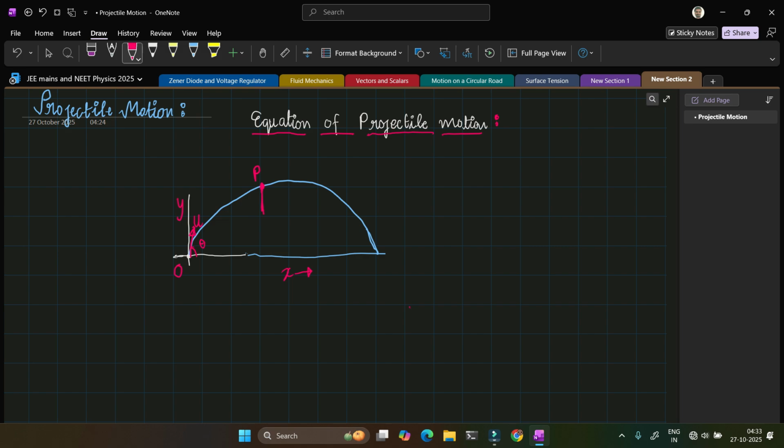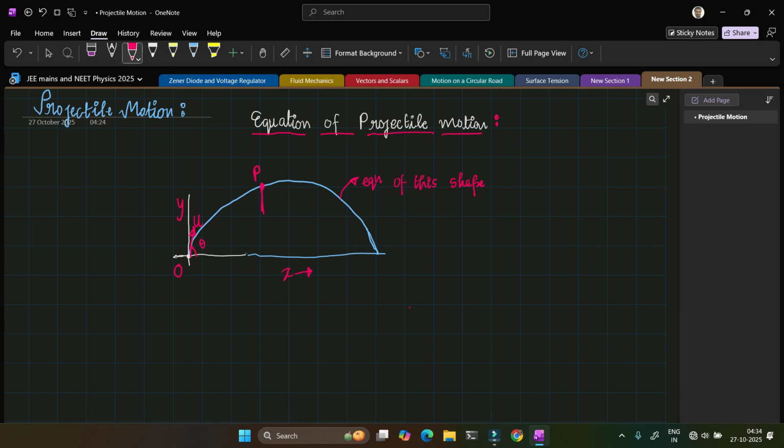So we want to calculate what is the equation of this trajectory, the equation of this shape. We are saying that we want to calculate the equation of projectile motion.